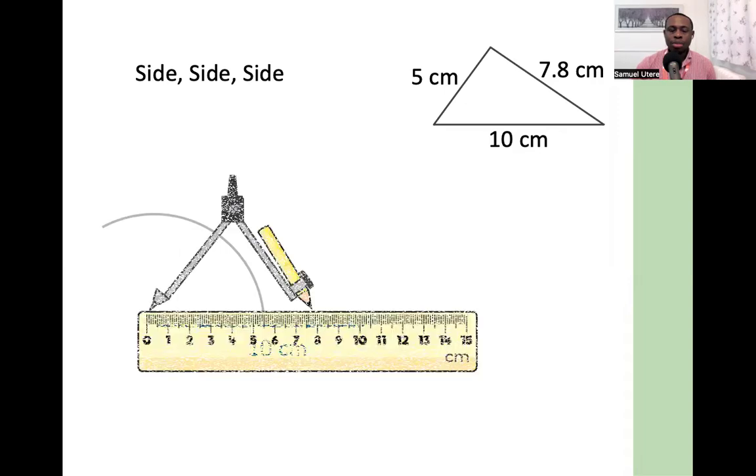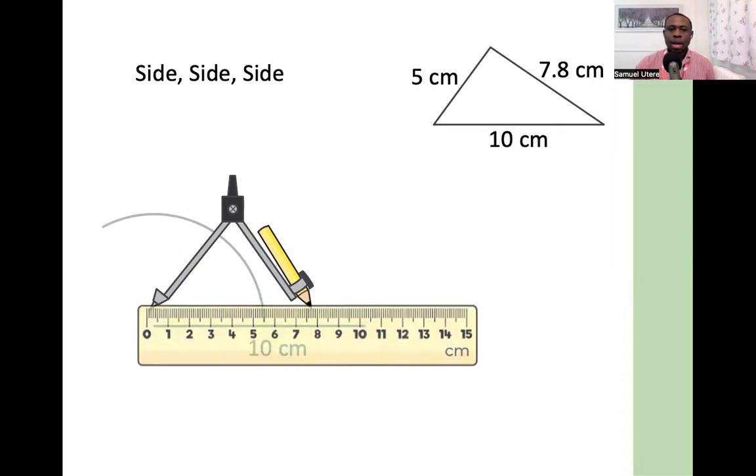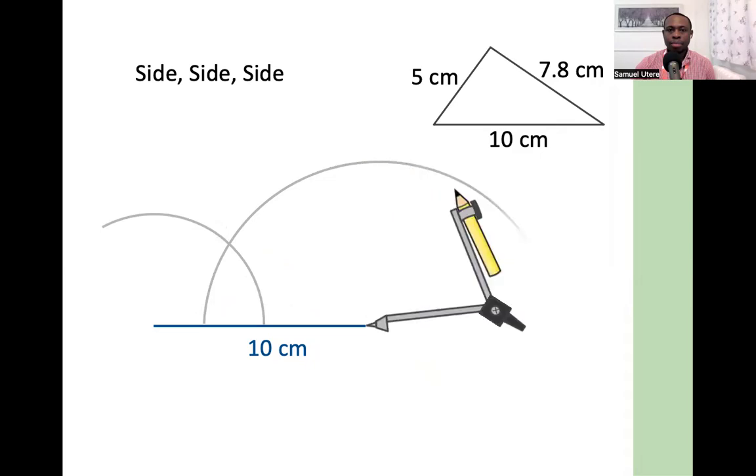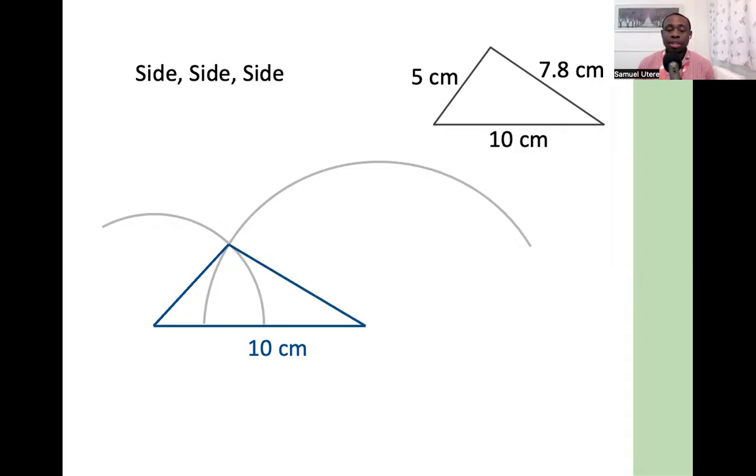Next, you open your compass to be 7.8 centimeter and you position the compass on the other end and draw the other arc. What we are interested in is the point where the arcs meet. So we're going to take a ruler and join the left end of the 10 centimeter line segment to the point where the arcs meet, and we'll do the same for the 7.8 centimeter side. The last thing we do is we write the lengths in.